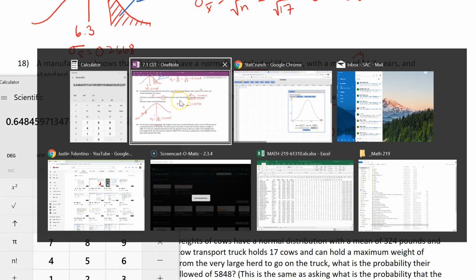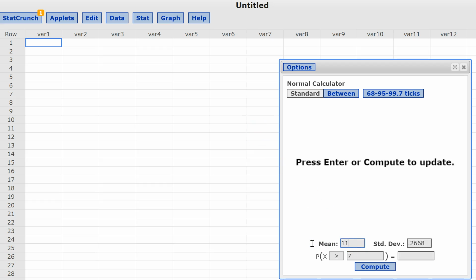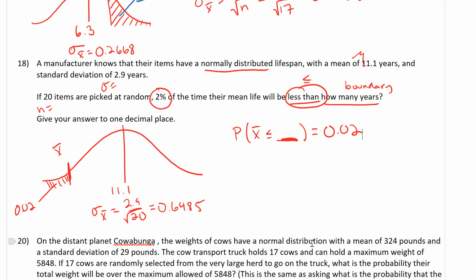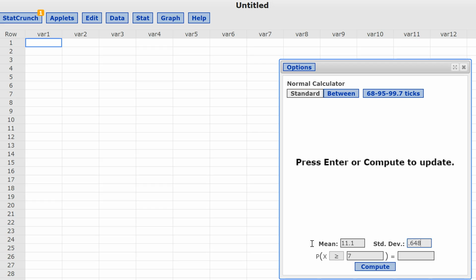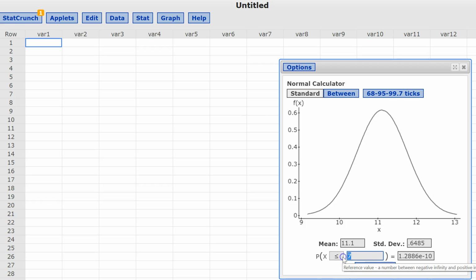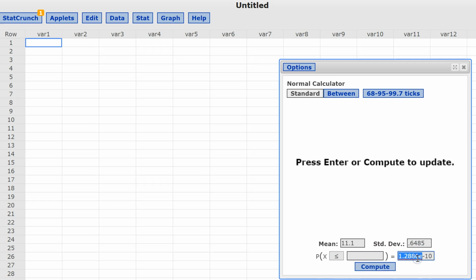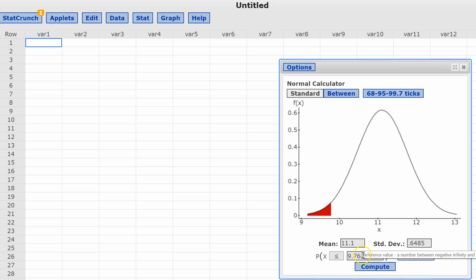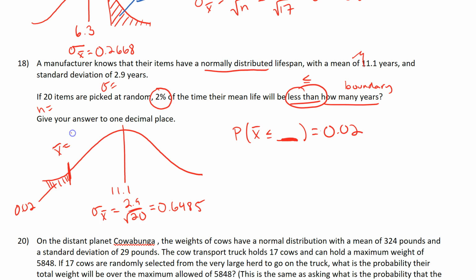So I go over to StatCrunch, see our mean was 11.1, our standard deviation after doing the calculation was 0.6485, and we want to be less than and figure out what this boundary is. So I don't want to put anything here, but I do know that the area should become 0.02. And there we go, 9.768. And if we're rounding to one decimal place as it says, that would be 9.8. So this x bar right here would be 9.8. And if we cut it off at 9.8, it'll cut off 2%.